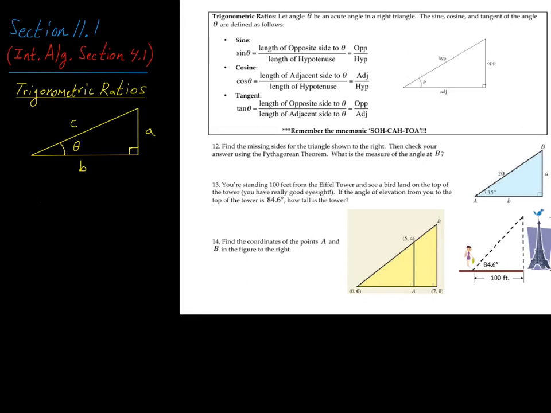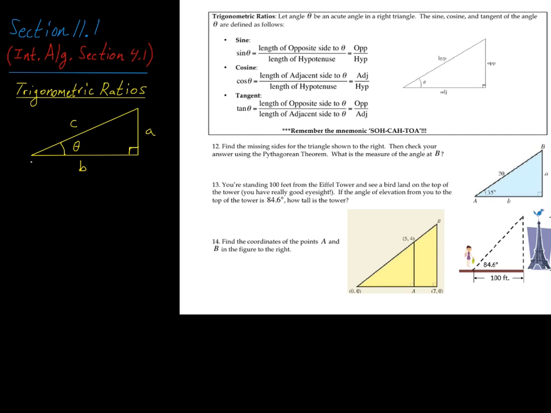In this next video, in section 11.1, we're going to start talking about the trigonometric ratios. Now on the worksheet there you can see the definition of the ratios we'll be considering. And the big idea with trigonometric ratios is to relate the sides of a right triangle, say sides A, B, and C, to an angle of the triangle. And here I've labeled this angle theta. That's a Greek letter commonly used to denote angles.